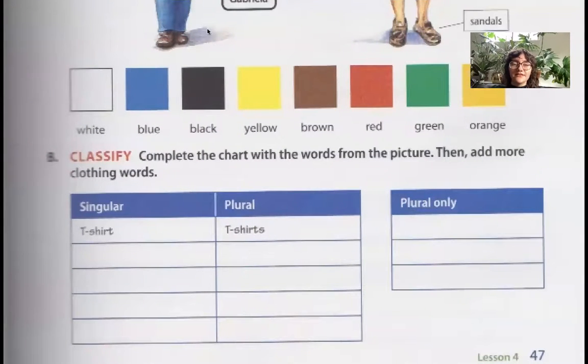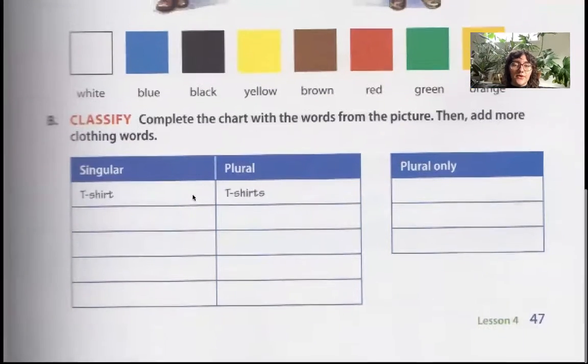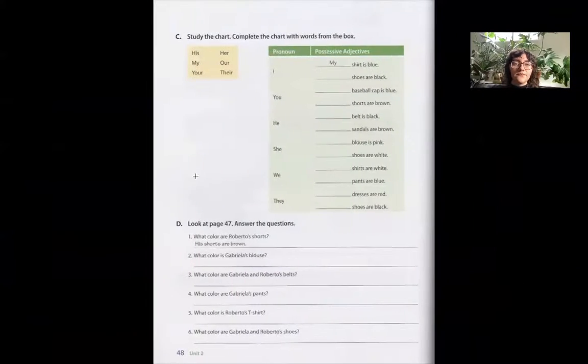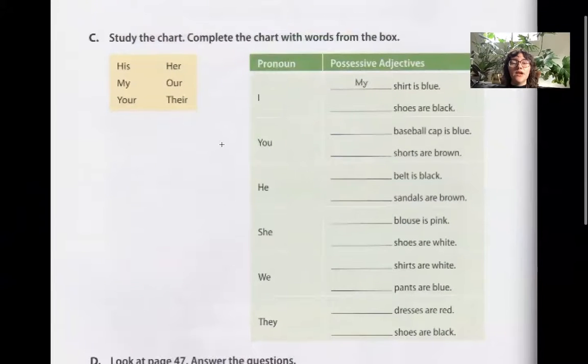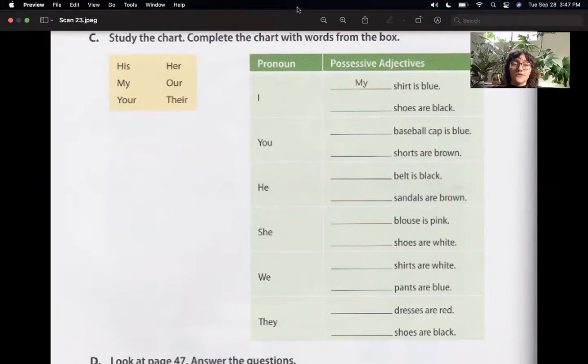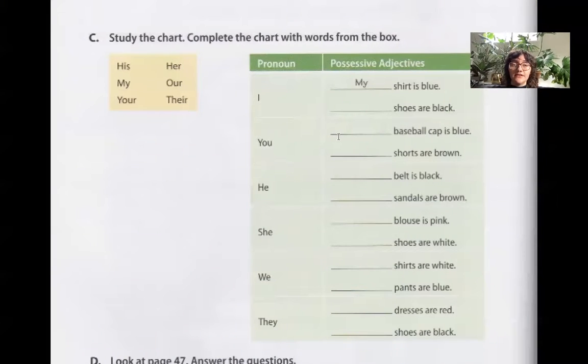So just remember that. It's a weird one. Okay, so next one. It says study the chart and complete the words from the box. So remember when we use the pronoun I, when we want to talk about something we possess, something we own, something that's a part of us, we use the word my. My shirt is blue. My shoes are black, right? So we'll go ahead and write that.